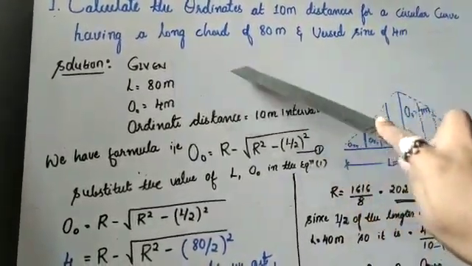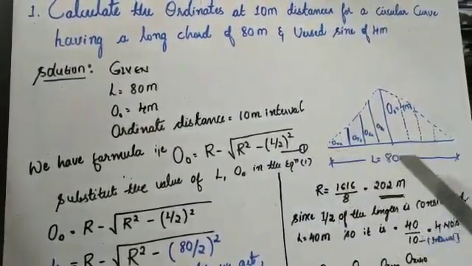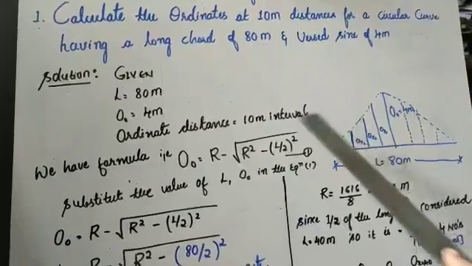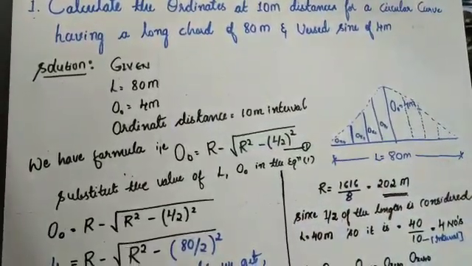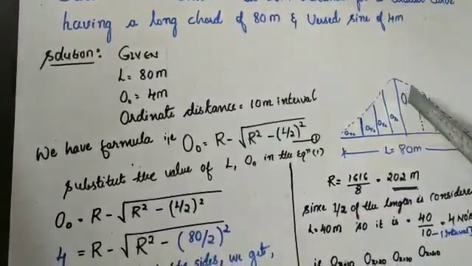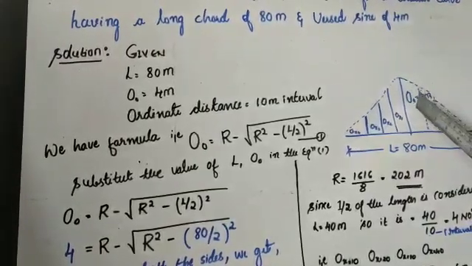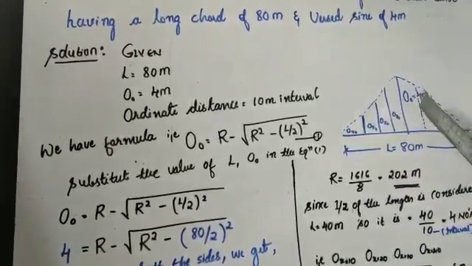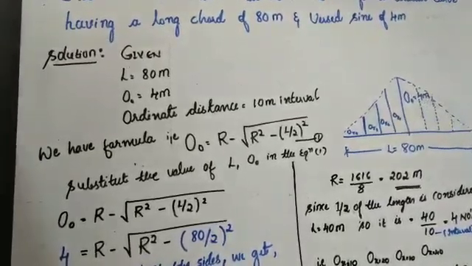Next, having a long chord of 80 meter, that is, the length of the long chord is 80 meter. So L is taken as 80 meter and the versine of 4 meter. Here the versine is taken as the middle ordinate, that is the ordinate at 0 distance. So O naught, that is O at the base 0, is taken as 4 meter.